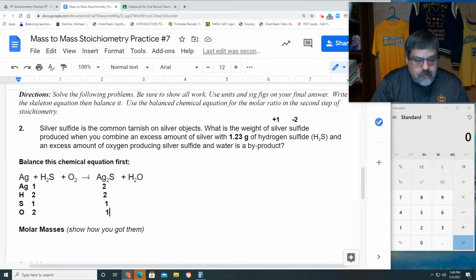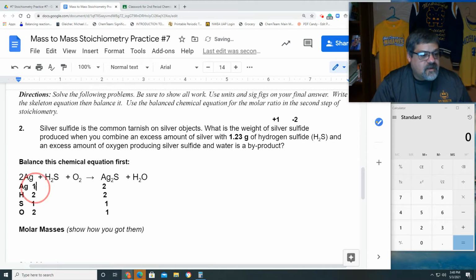I just want to double check. So hydrogen is good. I have 2 on this side, and I have 2 on this side. So we're going to get our silver. We're going to put in here, we're going to put a 2 there, and that means that changes that to a 2. Okay. Sulfur are good. Hydrogen, I have 2 there and only 1 there. So that looks like we're balanced. So 2, 2, 2, 2, 2.